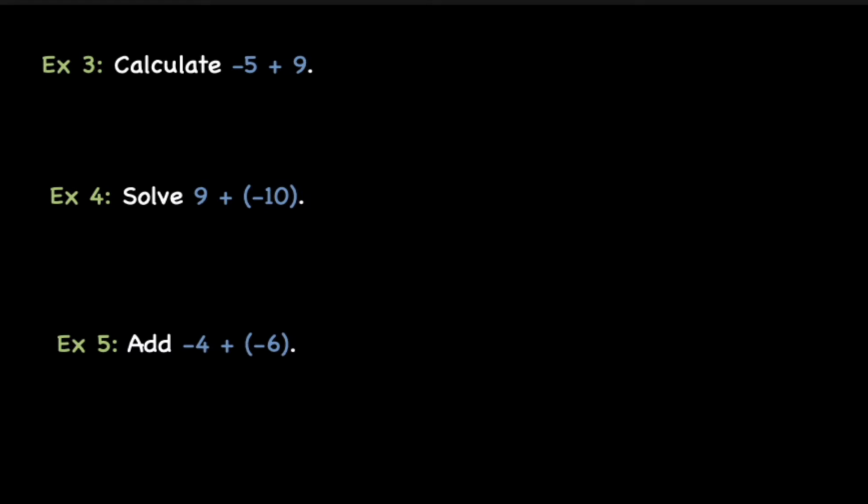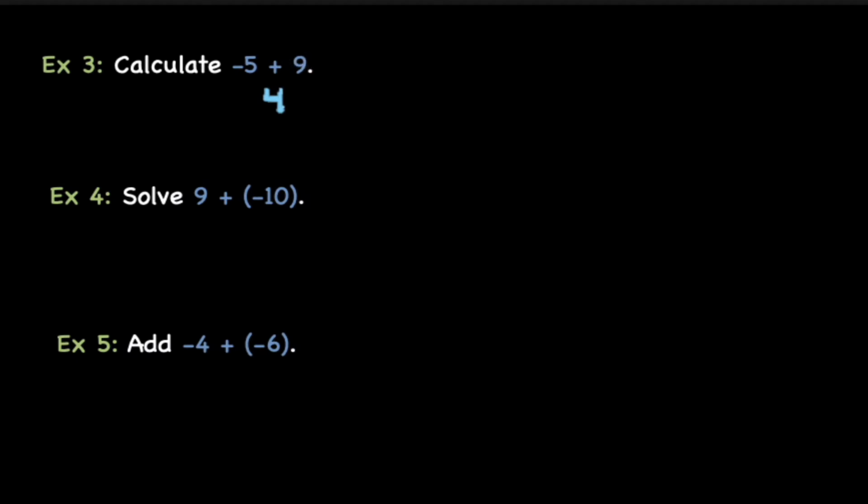For example 3, we have to calculate negative 5 plus 9. Anytime you're working with a positive number and a negative number, just subtract the numbers and apply the same sign as the larger number. So if you take a look, we have negative 5 plus 9. The larger value is 9 and the sign is positive. So when we subtract, we get an answer of positive 4. Because remember, 9 minus 5 is 4.